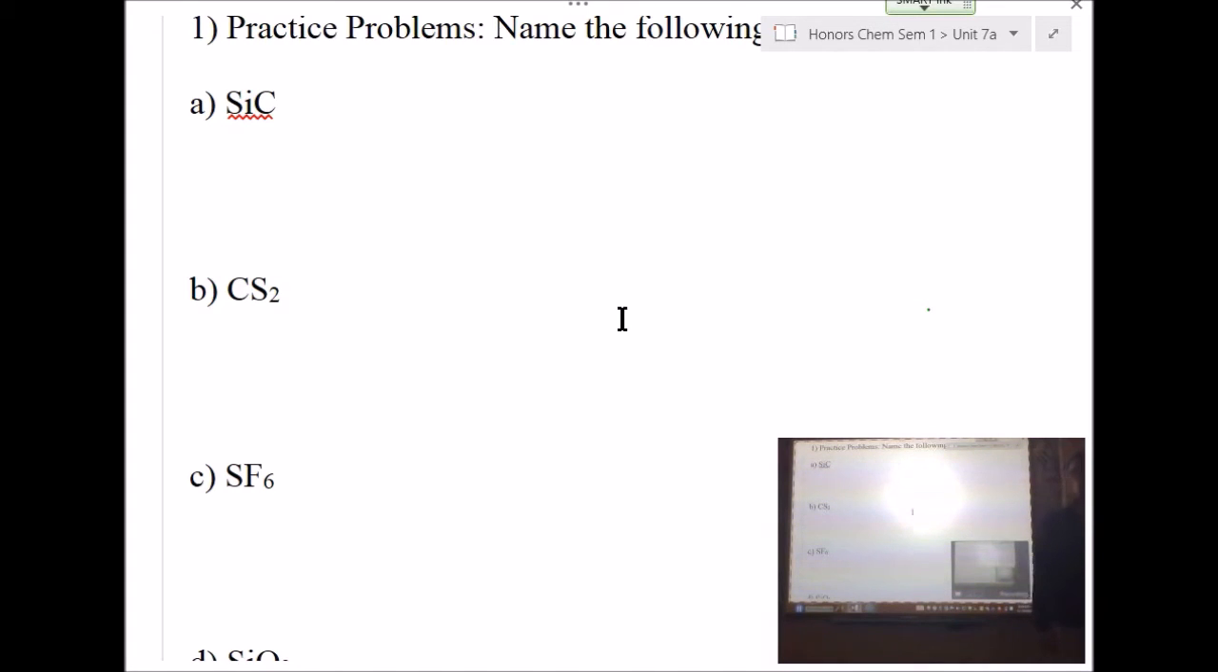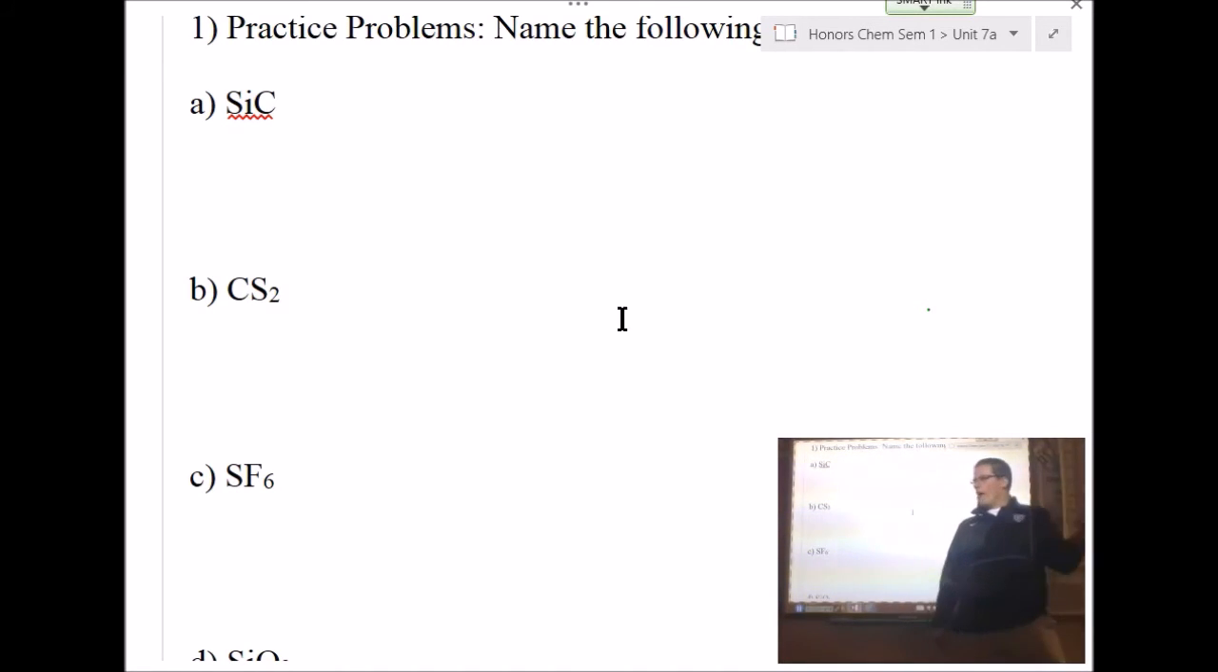Say it again. No, put the B in there. So, in other words, you may not be pronouncing it right. Carbon. No, it's carbide.